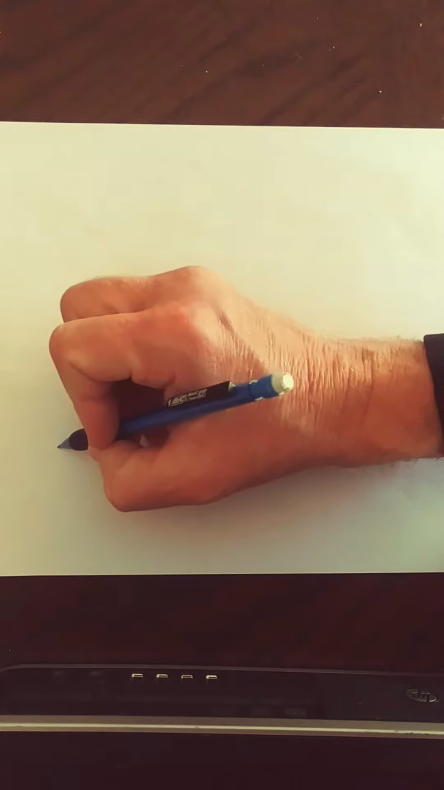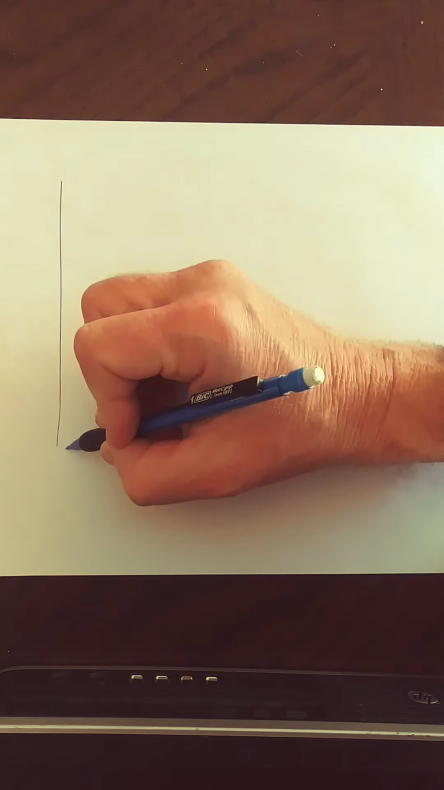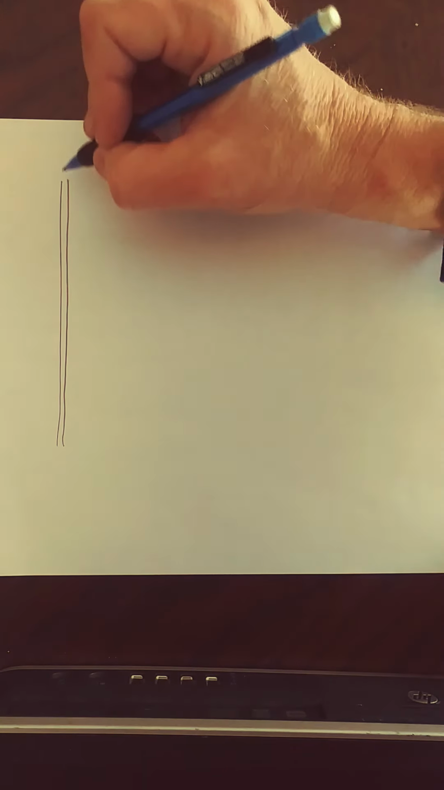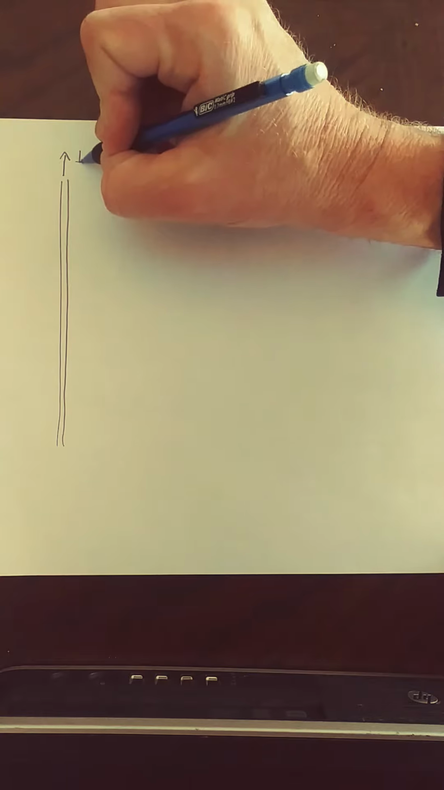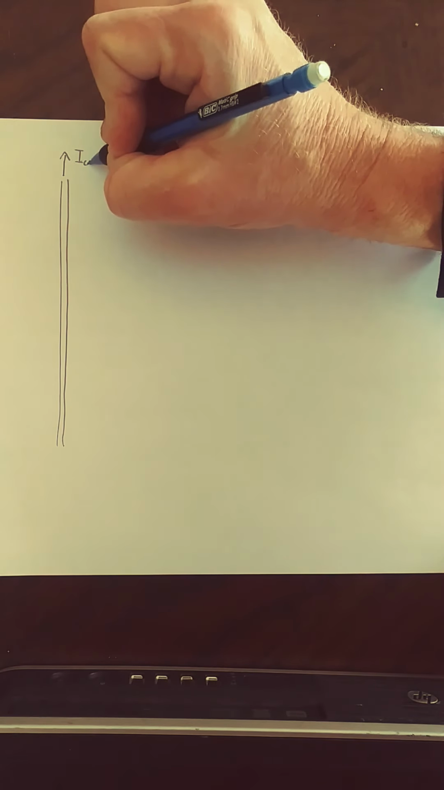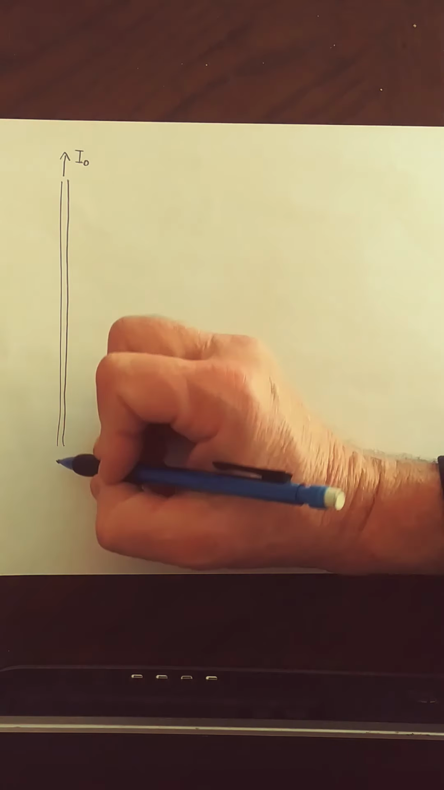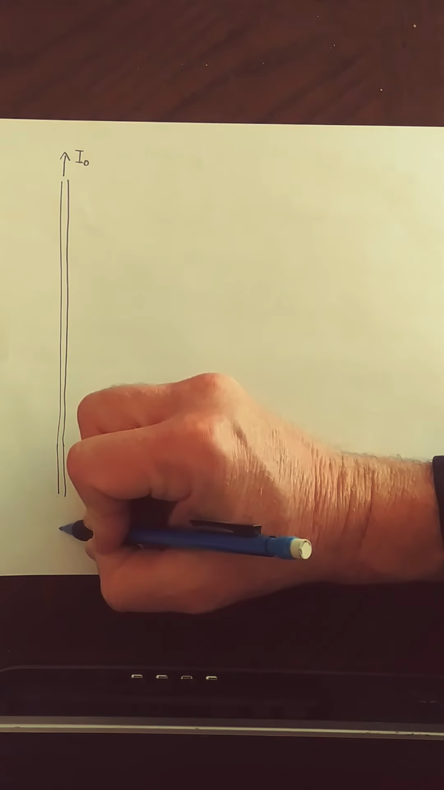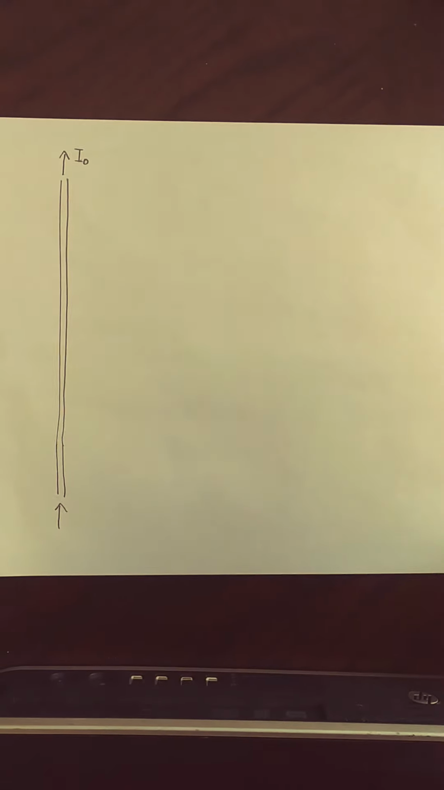Okay, so now let's try to find the magnetic field produced by an infinitely long wire that carries current I. So here's the infinitely long wire, so there's current going through here, which is, let's say, I naught. We want to find the magnetic field of this current, and the wire continues on all the way down to infinity, and the current is flowing that way.